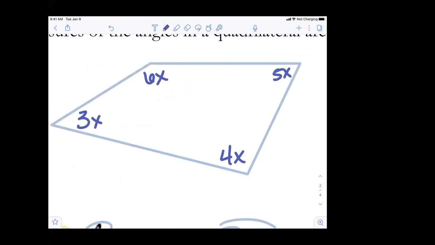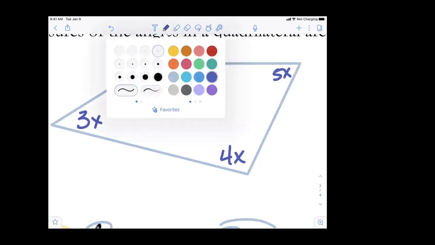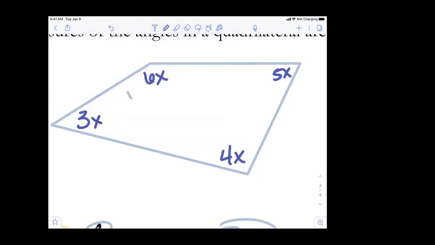Again, this does not look to scale. Yours doesn't have to either. But I do need to remember what all the angles in a quadrilateral add up to be so I can solve this. Does anyone know? 360. Very good, Donna, 360. So all of these added together equal 360.